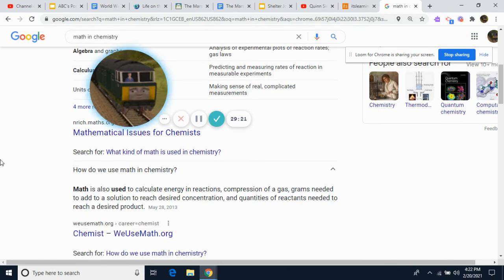Okay, so how do we use math in chemistry? Math is also used to calculate energy in reactions, compression of a gas, grams needed to add to a solution to reach desired concentration, and quantities of reactants needed to reach desired product.